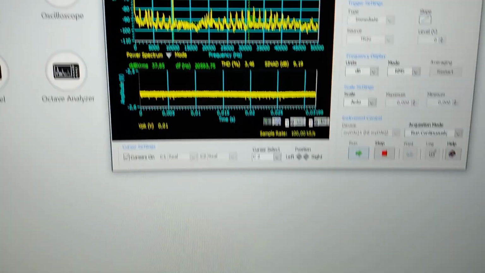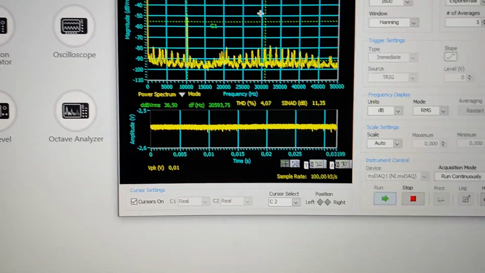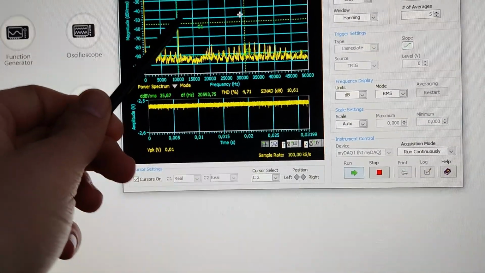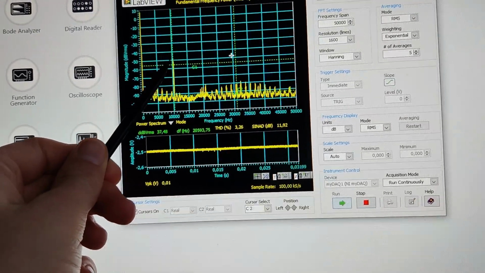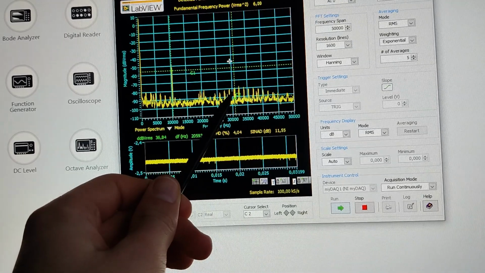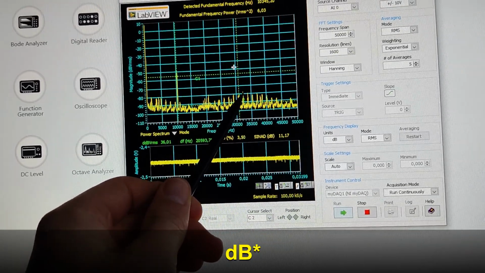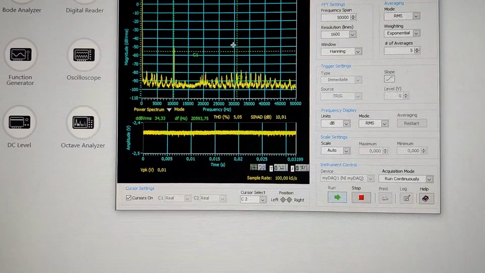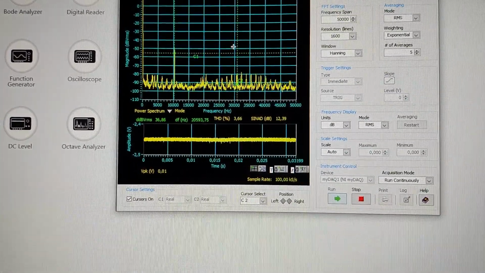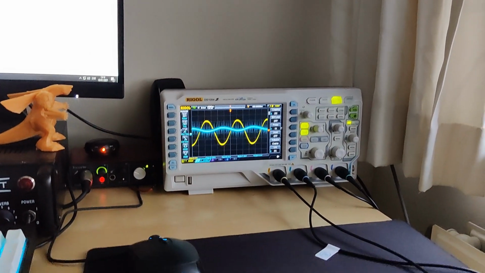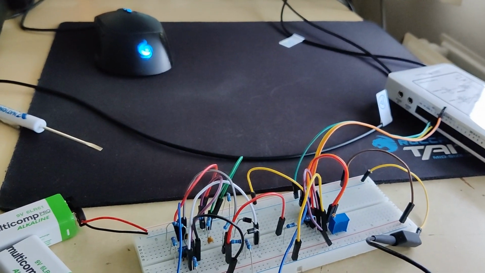If we see the plot here, we can still see that we have a peak here at around minus 50 dB, and we have a peak here at minus 80 degrees. So that means that we still have a linearity of around 30 decibels. So this is the demonstration of my circuit in reality.